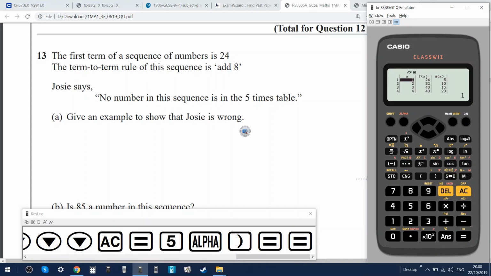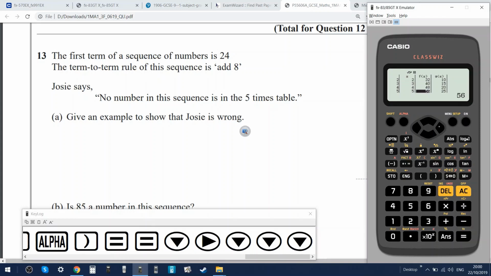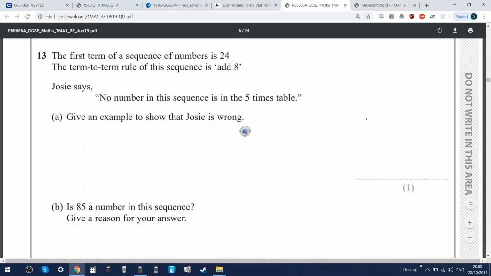Press equals. There's the 8x plus 16 times table thing. And then there's the normal 5 times table. So there you go, and you can just see what number is in both of them. 40 is over here. And if we check over here, there's 40 in the 5 times table as well.